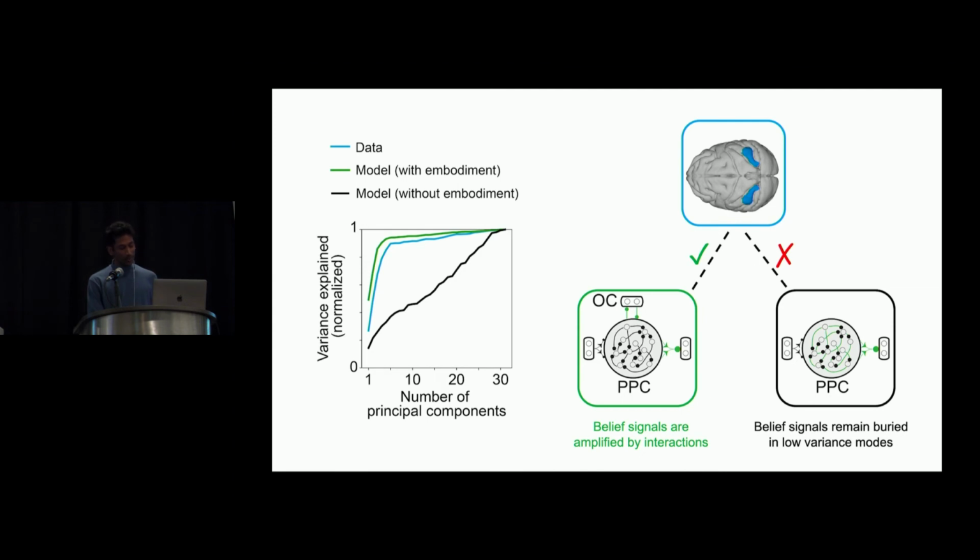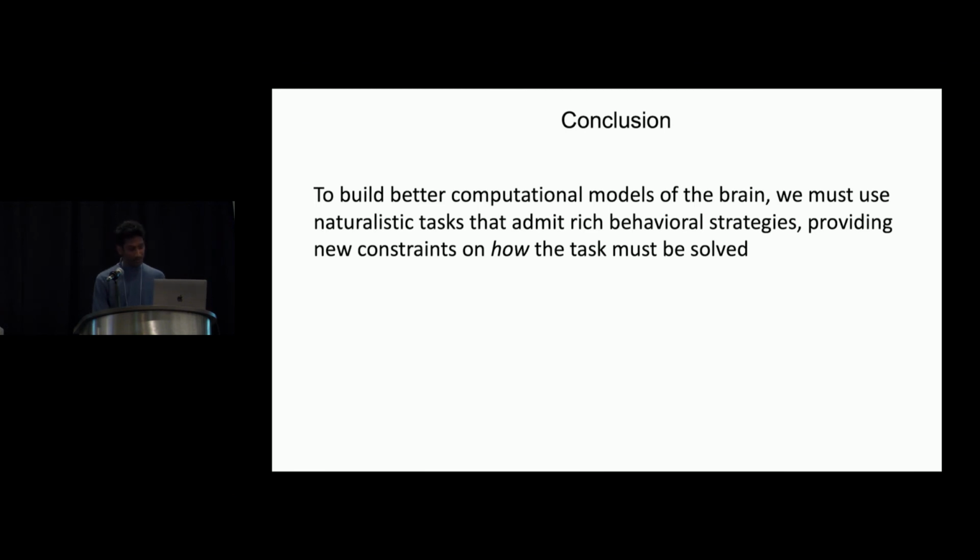So we can see that there is not only an advantage in building a model that qualitatively reproduces the behavioral strategy, but we can also explain the neural data better. Just to conclude, to build better models of the brain, we must use naturalistic tasks because they admit rich behavioral strategies, which give us new constraints that can help us build models by taking into account how the task must be solved. Thanks.